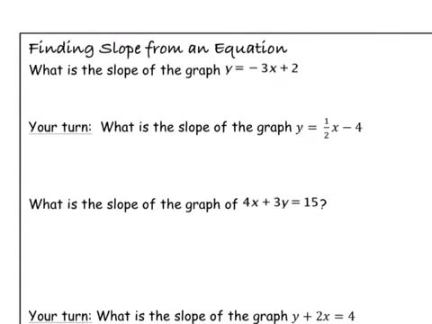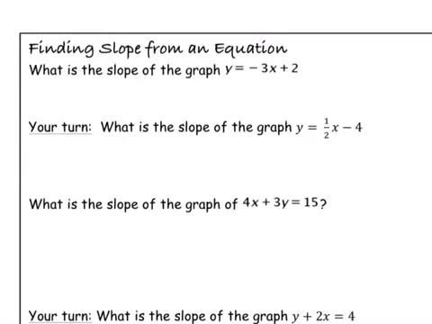All right, guys, this is the second part. Last thing you've got to learn. Pretty awesome. So we are going to be finding slope from an equation. So you have an equation, we're going to find the slope. So what is the slope of the graph y equals negative 3x plus 2?